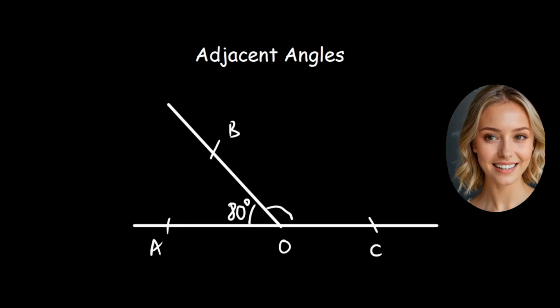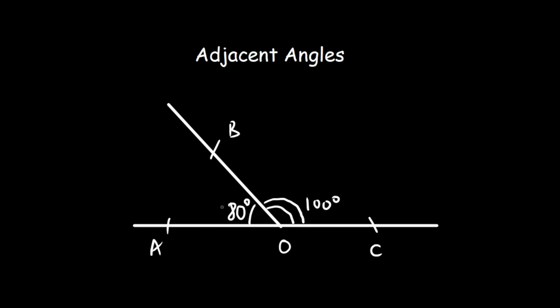If one of two adjacent angles measures 80 degrees, what can you infer about the measure of the other angle if they form a linear pair? If one adjacent angle in a linear pair measures 80 degrees, the other must measure 100 degrees because the two angles must sum to 180 degrees.